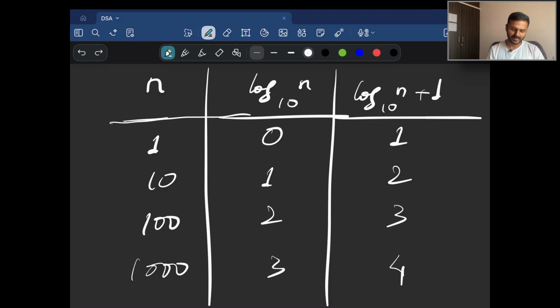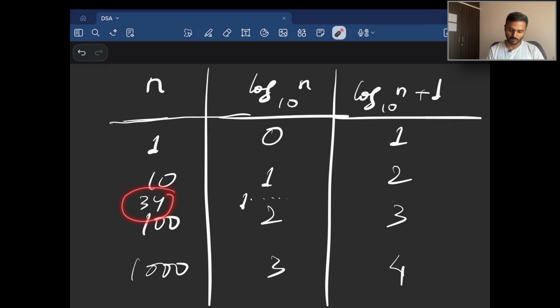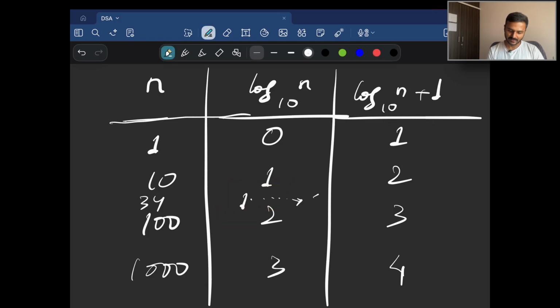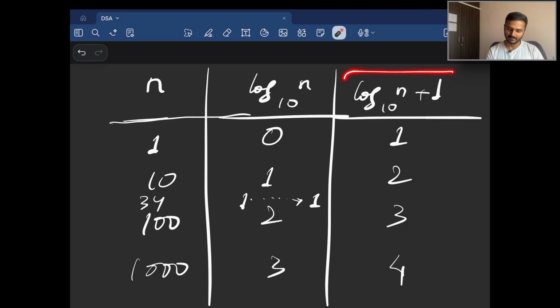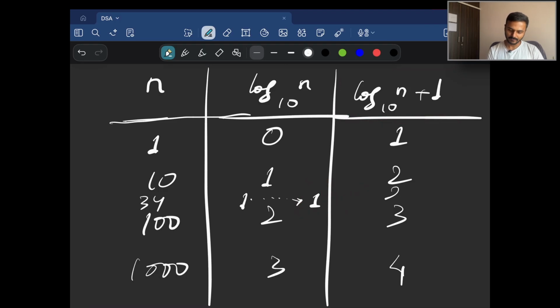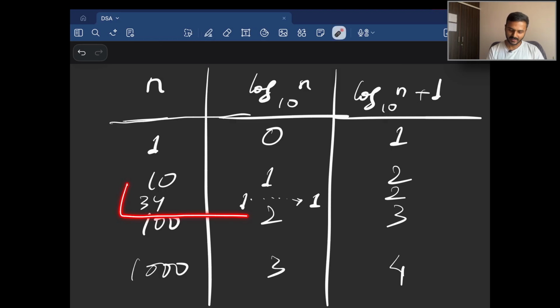If I take a number between 10 and 100, for example, 34, what are we going to get over here? That is, what will the value of log n base 10 be? It will be 1 point something, right? Now, 34 is a two-digit number, and we are getting 1 point something. So can we take just 1 from here? That is, we take just the integer part, we discard the decimal part, we take 1, and then we go for this logic here. That is 1 plus 1. That will give me 2, right? And if we take this into consideration, this seems correct.